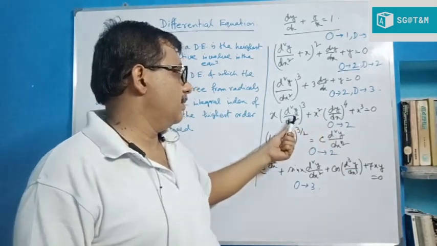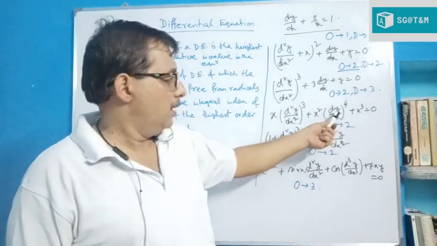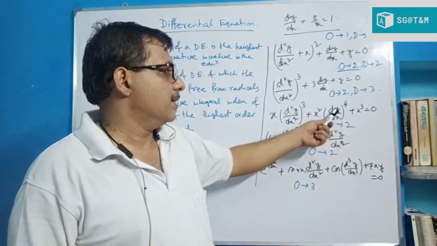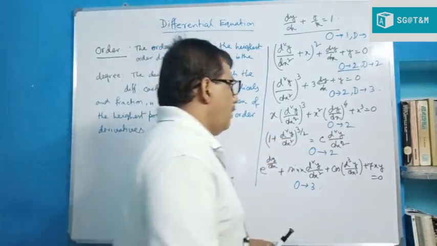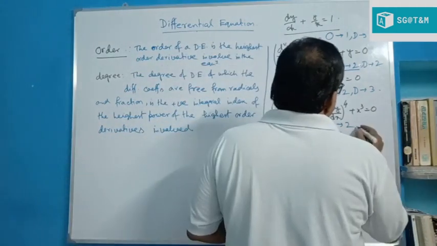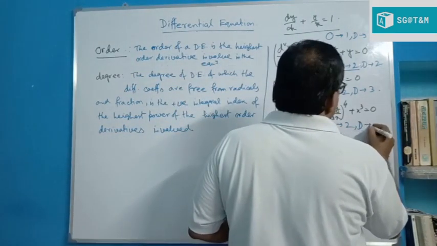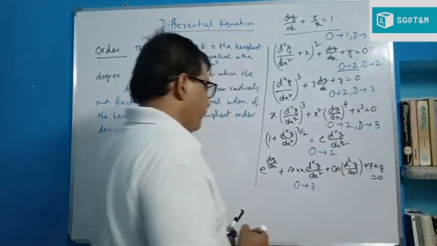The degree of this differential equation is 3, not 4, since dy/dx is the first order derivative and this is the second order derivative. So we take the power of the second order derivative. So the degree of this differential equation is 3.